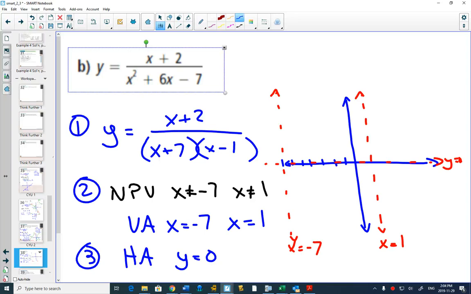For our nice points, we need to find x-intercepts, y-intercepts, and sometimes some other points just to fill it in. This is a good example of something interesting is going to happen. So in this case, first of all, the y-intercept is really easy because you plug in 0 for x. Can you see you're left with 2 over -7? So we're going to have a point here at 0, -2 over 7.